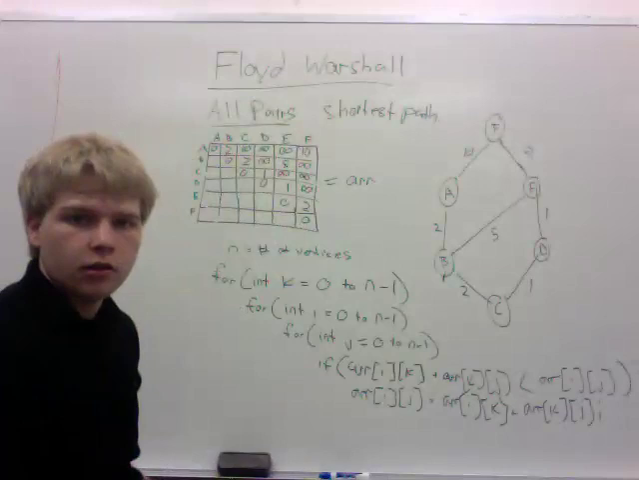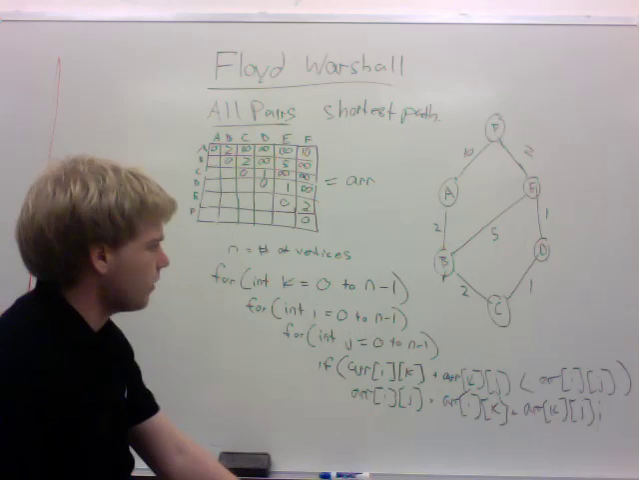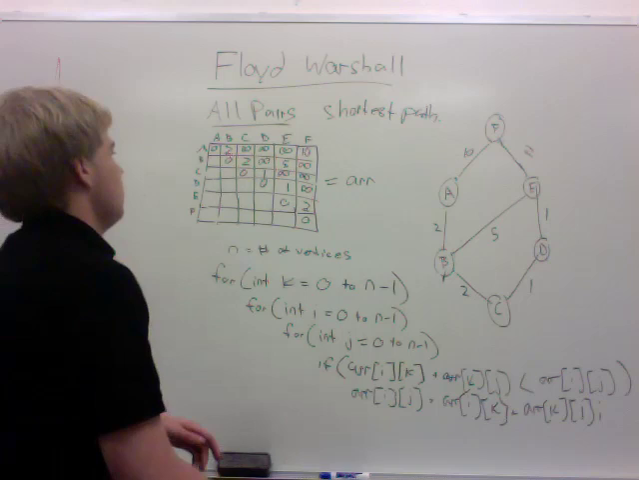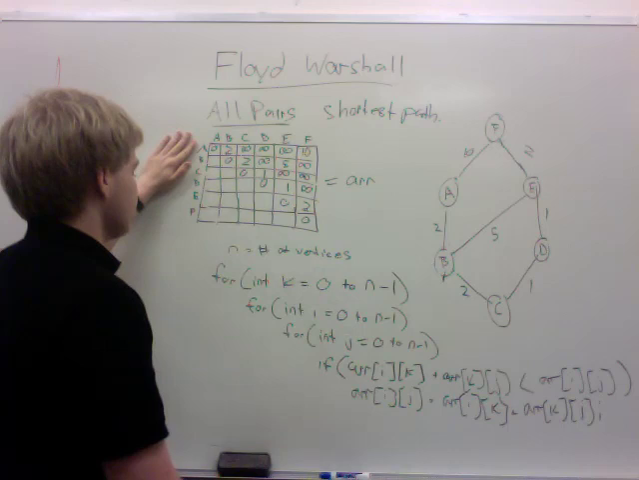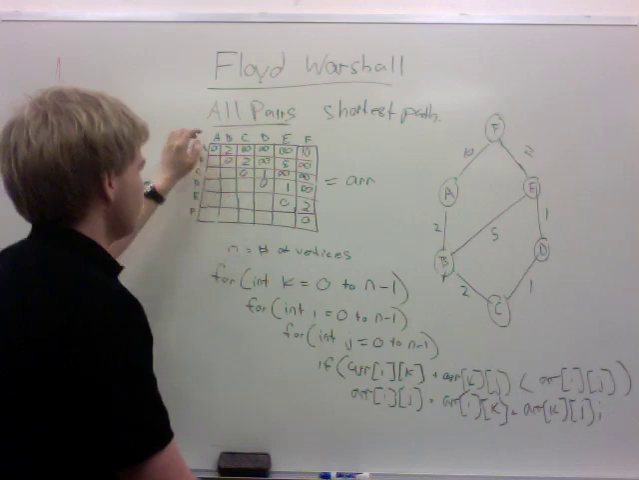So if you can see it, that's the entire algorithm. So it's 1, 2, 3, 4, 5 lines of code. And that's going to find all of the pairs shortest paths. So I'll walk through it real quick on this example. So first we're going to consider A to be our intermediate vertex. Then we're going to see, okay, to go from B to C, is it better to use A? So this is going to be annoying to do, but I'll do it anyway.